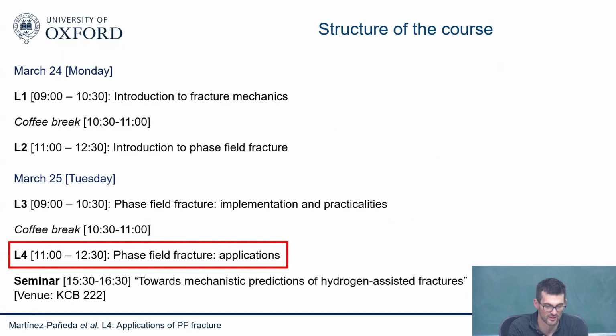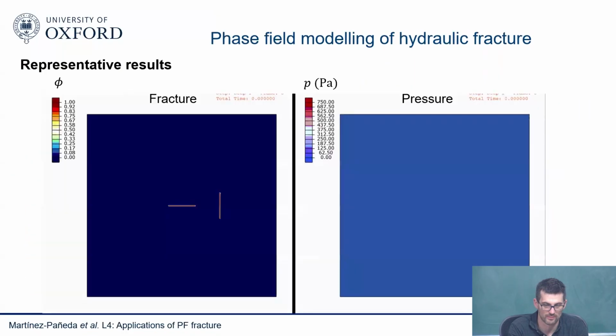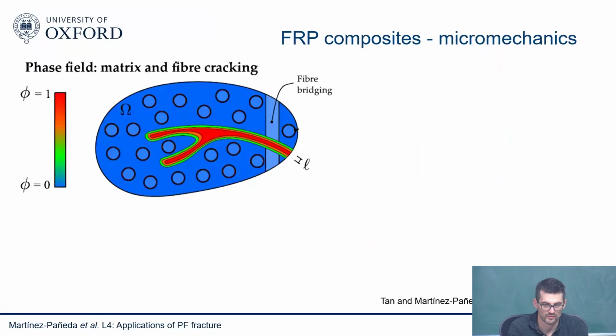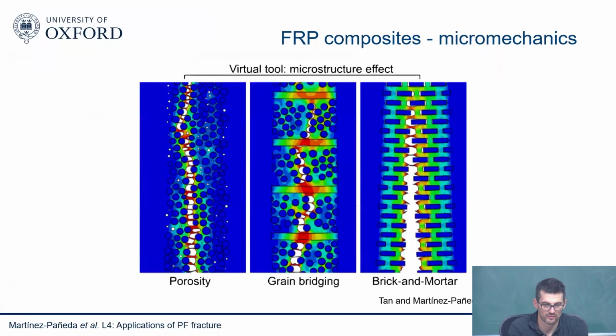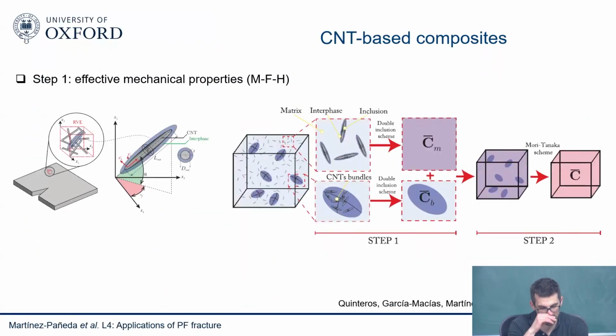So this was yesterday, and we didn't finish. We left it just about here. So we saw the fiber reinforced composites, and finally carbon nanotube composites. So this is the last item of application of phase field to composites.